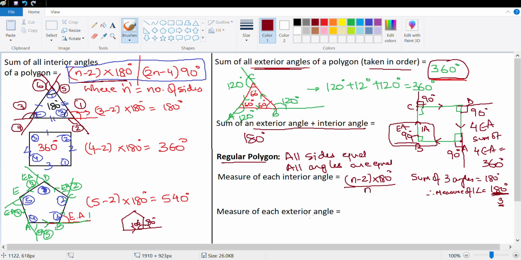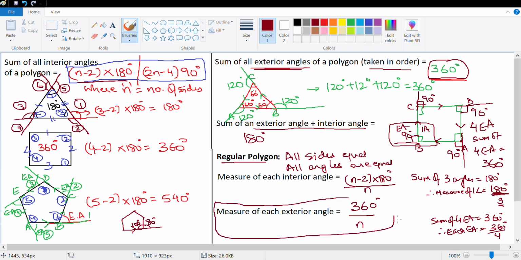And what is the measure of each exterior angle? Well, let's say a quadrilateral, 4 angles. The sum of 4 exterior angles is equal to 360 degrees. Therefore, each exterior angle will be equal to 360 degrees upon 4. Similarly, 360 degrees remains 360 degrees because the sum of all exterior angles will always be 360 degrees, upon n. So this is another formula that we have: the measure of each exterior angle is 360 degrees upon n. The measure of each interior angle is n minus 2 into 180, which is the sum of all angles, divided by n.